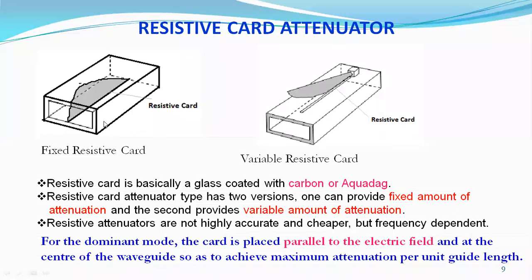In the fixed attenuator, the resistive card is fixed inside the rectangular waveguide. The resistive card is made of glass coated with carbon or aquadag. Because it is fixed, the attenuation is also fixed for a particular device. It may be 2 dB, 5 dB like that. Then the variable attenuator type, which we can also see in our laboratory.